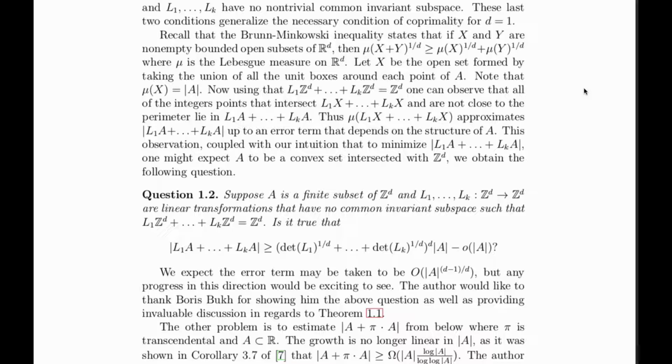So the simplest case that I don't know how to solve would be A plus LA, where A is a subset of the two-dimensional integer lattice. So basically, A is a subset of an integer grid in two-dimensional space. Now you take A plus LA, and you can take L to be rotation by pi over 4. So basically, you just take the Minkowski sum of A with its rotation by pi over 4. Now, the conjecture is that this set is at least 4 times the size of A minus little o of A. And I currently have no idea how to prove that.